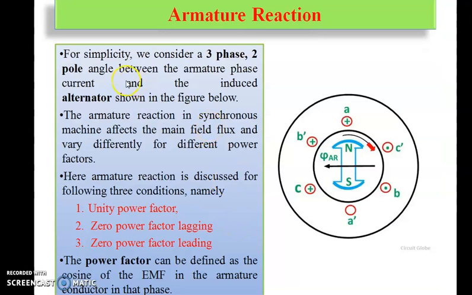Okay, so for simplicity we consider a three-phase two-pole alternator, with the angle between the armature phase current and the induced EMF shown in the figure below. That means this one. Okay, so this is nothing but an armature, this is nothing but an alternator. So in that part this is nothing but a field pole which is created by the rotor. Okay, ha rotor आहे तुमचा मधला, this is part of stator.